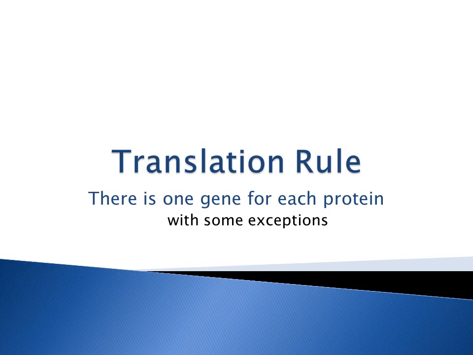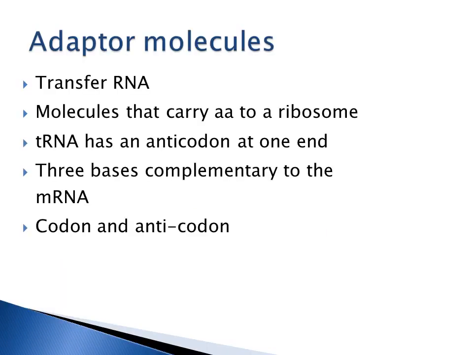The translation rule. In general, but there's always exceptions, there is one gene for each protein. We have adapter molecules, such as transfer RNA. Adapter molecules, like transfer RNA, are going to carry the amino acid to the ribosome. The transfer RNA has an anti-codon at one end, and the anti-codon are the three bases that are complementary to the messenger RNA bases. So you have a codon-anti-codon pairing.